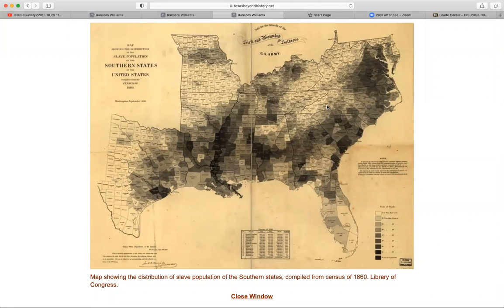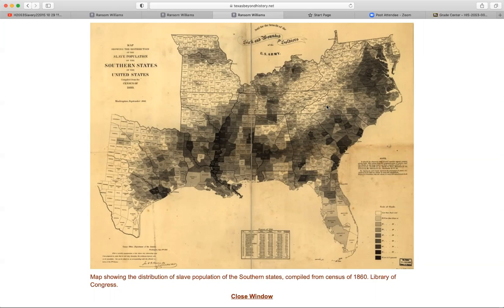Okay, now I've pulled up that extraordinary map that's based on the 1860 census that shows the distribution of slaves throughout the states of the South where slavery existed. We know a lot about slavery just because slaves, they're human beings, but they're also property that can be bought and sold, which is a whole nother kind of incredibly horrible thing about slavery.